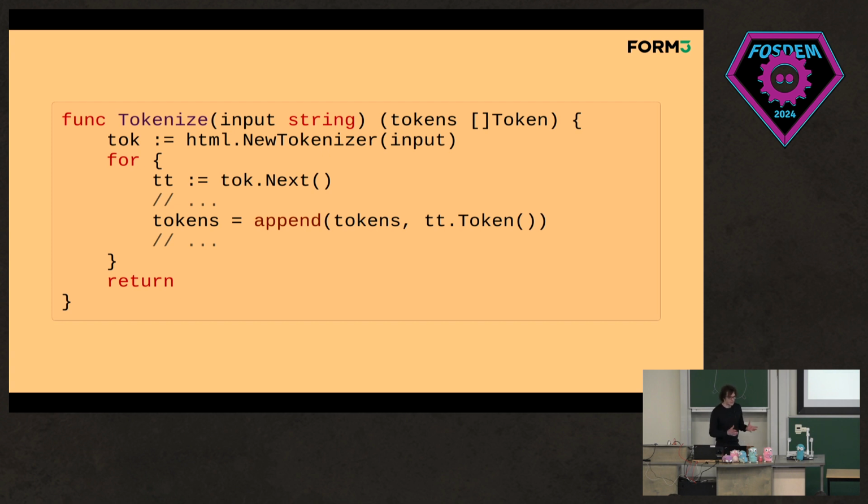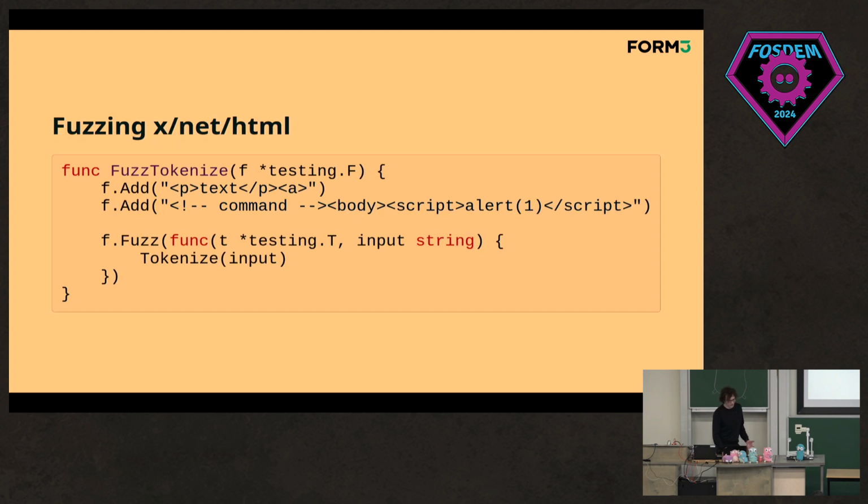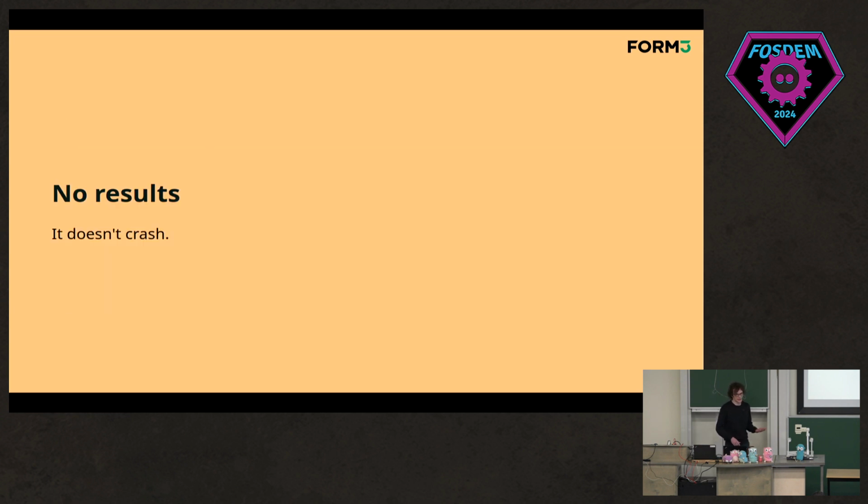So let's use that function a bit and make another one that gives you a list of tokens, because the API works in a streaming way. We'll just call the tokenizer, collect all tokens, and then return them. When we start with the fuzzing, we supply some HTML inputs to the corpus, and then call the tokenize function without making any assertions. And there are no results. It doesn't crash, which is what we expect from some library or from the experimental part of it.